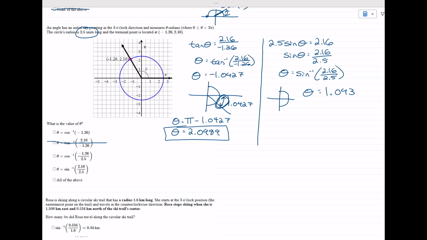1.043, which is the same thing that we got before, but in this case, that's this angle right here. That's not the angle that we want. So in order to figure out the angle that we want, what we would do is we would take pi, the whole angle, and then subtract that little piece to get the bigger angle, just like we did in the last problem. So we're going to do theta is equal to pi minus 1.0427, and we get exactly the same thing. So I don't believe that sine works either.